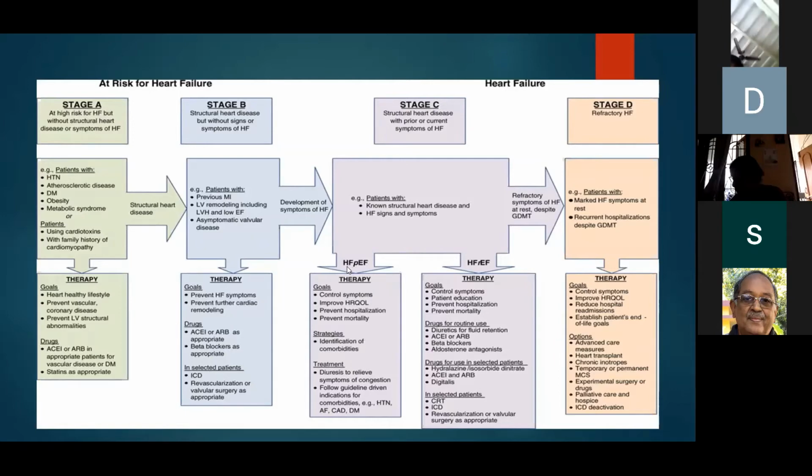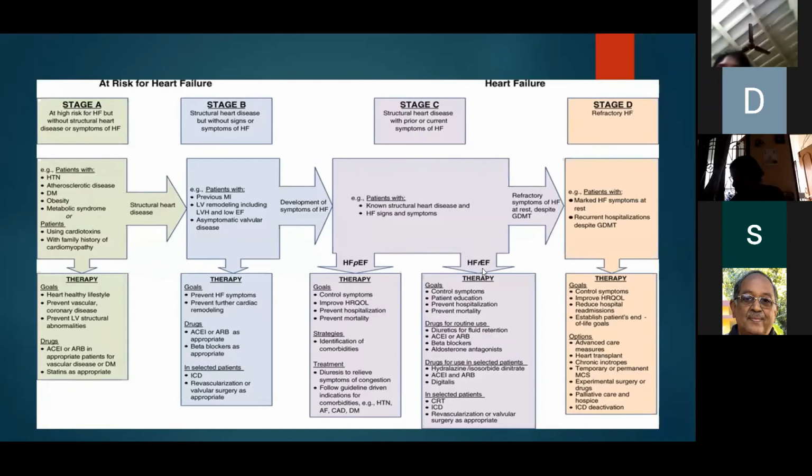So the goals for heart failure with preserved ejection fraction would be to control symptoms, improve health-related quality of life, prevent hospitalization, and prevent mortality, and the strategy would be identification of comorbidities. With preserved ejection fraction, we have comorbidities to take care of rather than what is happening inside the heart. So, diuresis to relieve symptoms of congestion, and guidelines to control hypertension, atrial fibrillation, coronary artery disease, diabetes mellitus, and so on. The preserved ejection fraction type of heart failure focuses on this.